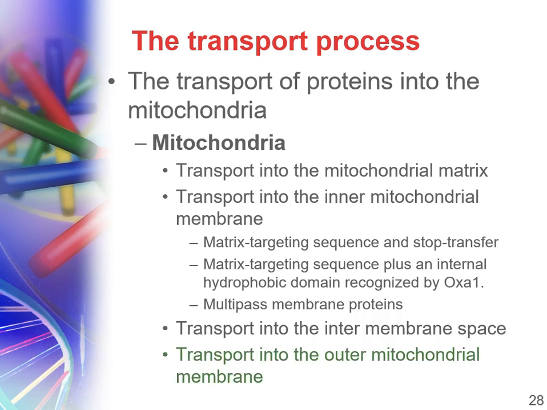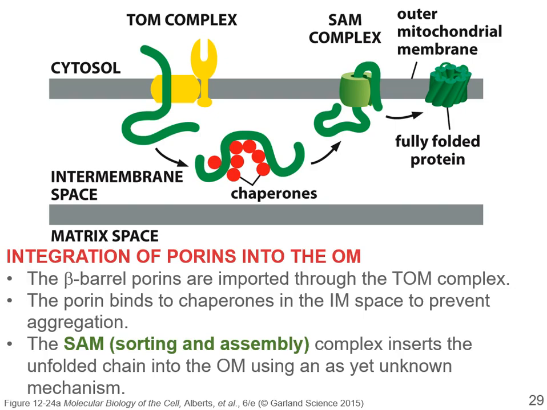Okay, so we got into the matrix, we got into the inner mitochondrial membrane, we got into the inner membrane space. How do we get into the outer mitochondrial membrane? Well, here we are going to use Sam. We'll involve Tom, and again, Tom will recognize the signal sequence and start the translocation, and then the protein will be greeted by chaperones that will assist in the folding, and then the SAM complex. The SAM complex's job is to ensure that the fully folded protein ends up in the outer mitochondrial membrane.